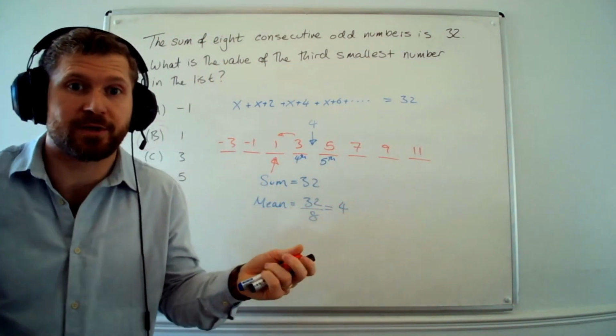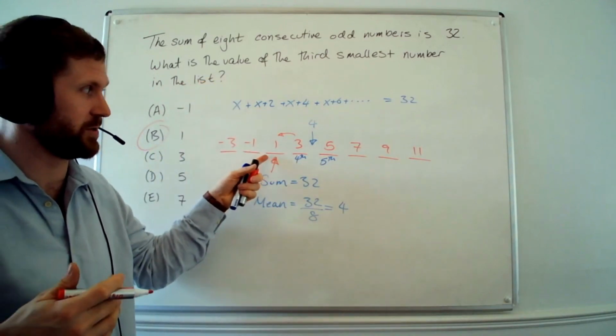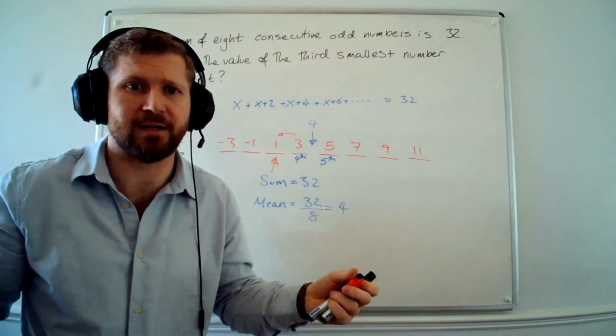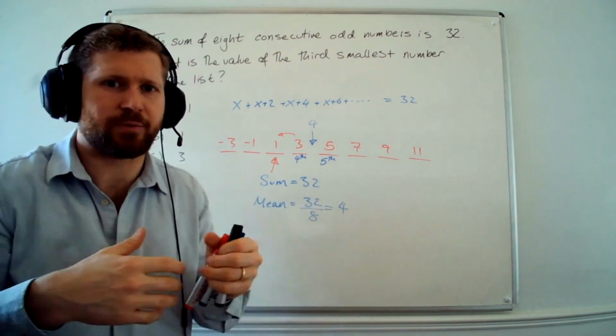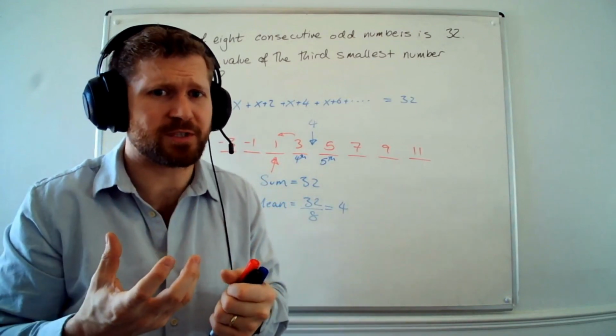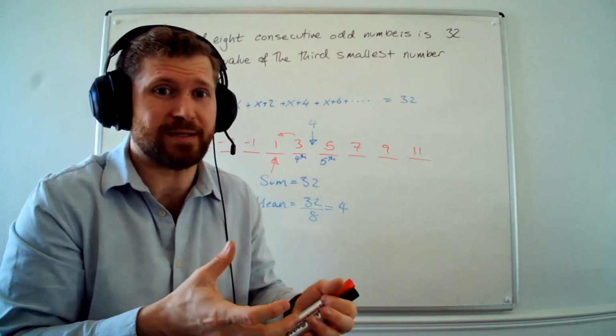So it doesn't matter what the question asks. In this case, it was the third smallest. It wanted this one. It could have asked for any number in the list, and I can find it relatively quickly. So we can use that principle working backwards to simplify these questions and make them go from something which the GRE considers quite complex into something quite nice.